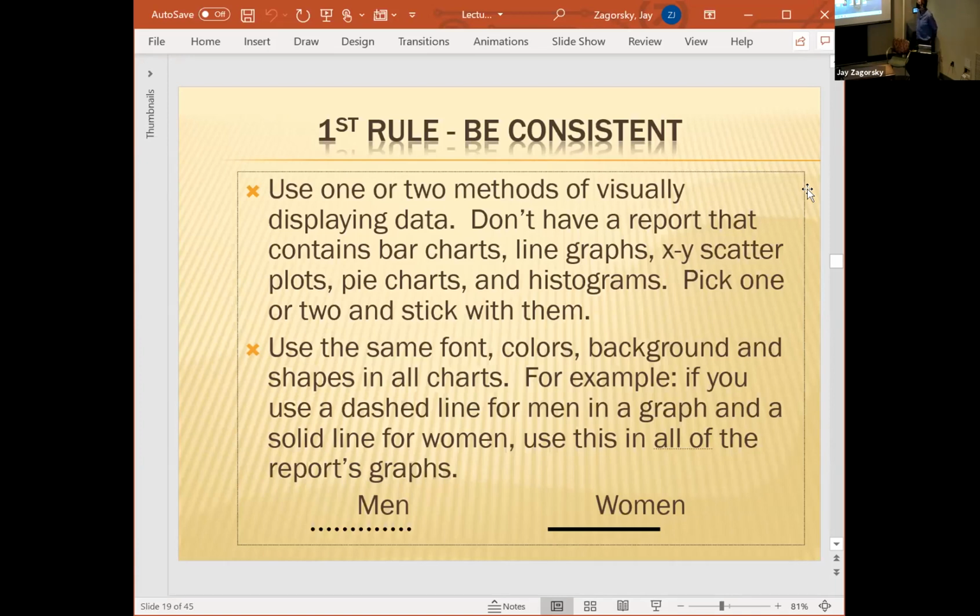Use the same font, colors, background, and shape. For example, if you're doing a whole bunch of gender work, men versus women, okay? I'm not saying men are dots and women are solid, okay? Yes, women, you are solid, okay? But in general, whatever you decide, stay with those. So if men are dots on slide 1, and you have 75 slides, men are dots all the way through all 75 slides. Women are solid all the way through all 75 slides. Feel free to reverse them. I don't care. Just be consistent.